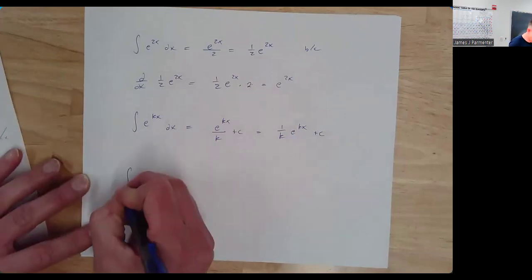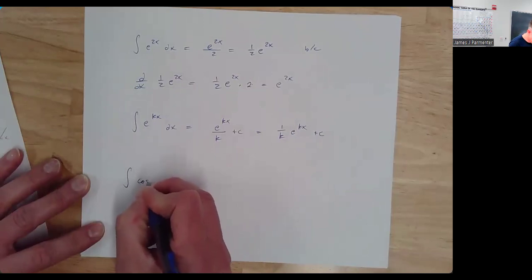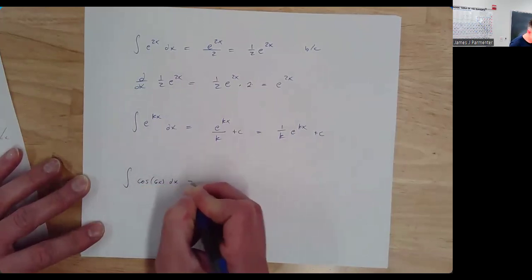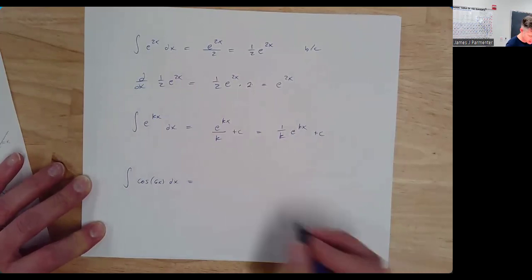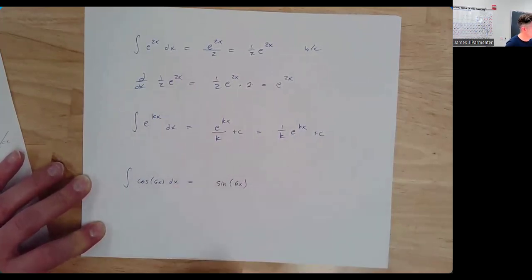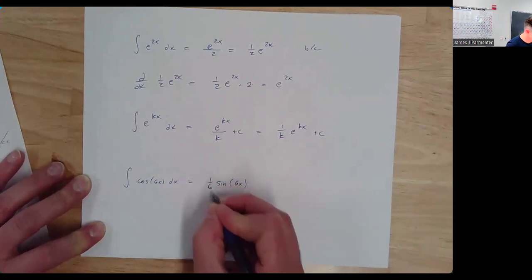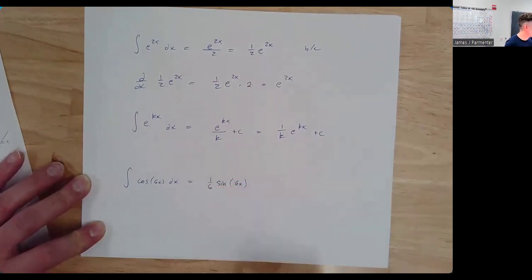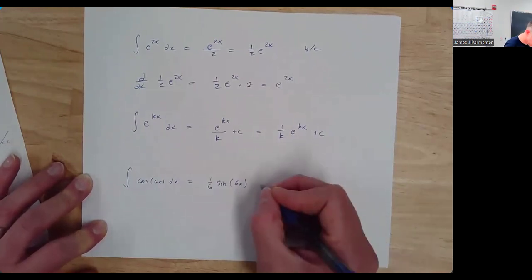Another example would be the antiderivative of, say, cosine of 6x. We know the antiderivative of cosine of x is sine of x, so the antiderivative here is going to be sine of 6x divided by 6, because the derivative would make us multiply by 6.